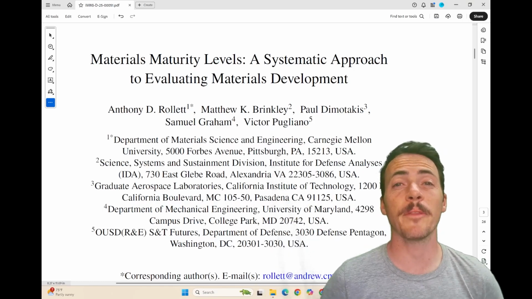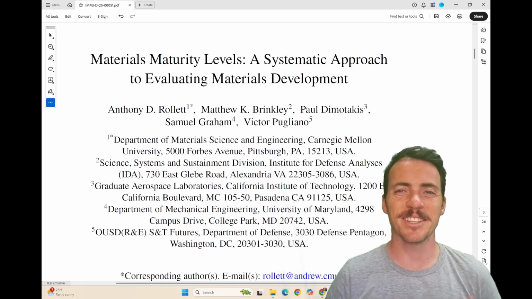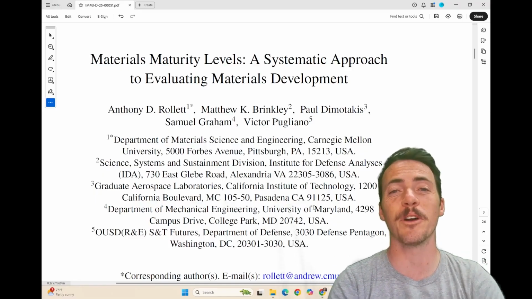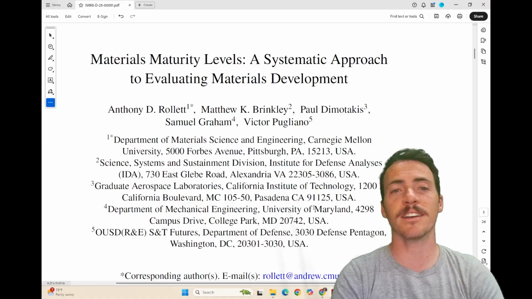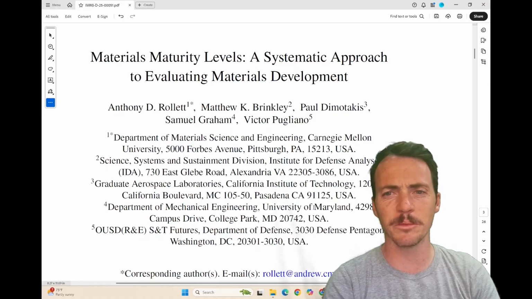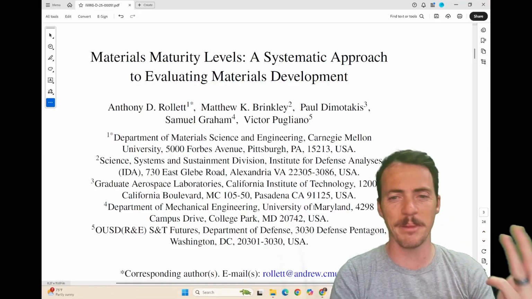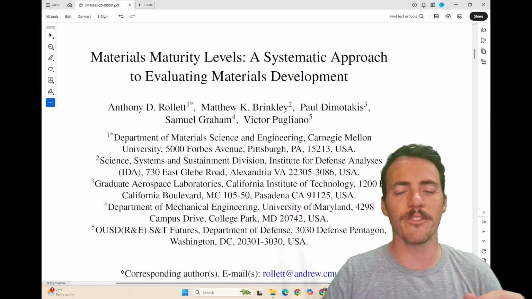Hey everybody, let's talk about this new paper, Materials Maturity Levels. What are those? It's a systematic approach to evaluating materials development. This paper comes to us from lead author Anthony or Tony Rollett and co-authors Brinkley, Dimotakis, Graham, Pugliano at a variety of institutes. We got Carnegie Mellon, Institute for Defense Analysis, Caltech, Maryland, the Pentagon. So there's actually some cool people coming together for this.